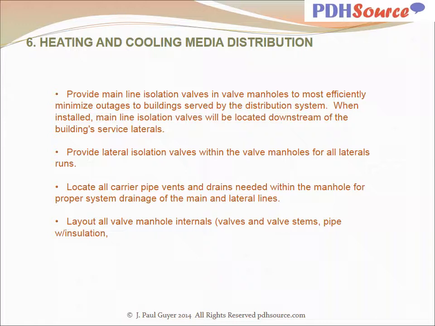Provide mainline isolation valves in valve manholes to most efficiently minimize outages to buildings served by the distribution system. When installed, mainline isolation valves will be located downstream of the building's service laterals. Provide lateral isolation valves within the valve manholes for all lateral runs. Locate all carrier pipe vents and drains needed within the manhole for proper system drainage of the main and lateral lines. Lay out all valve manhole internals such as valves and valve stems and piping with insulation.